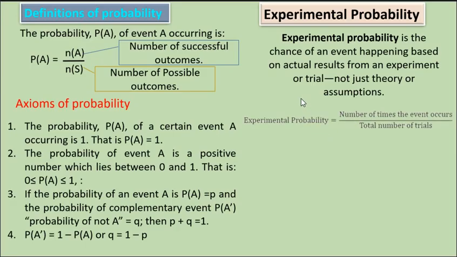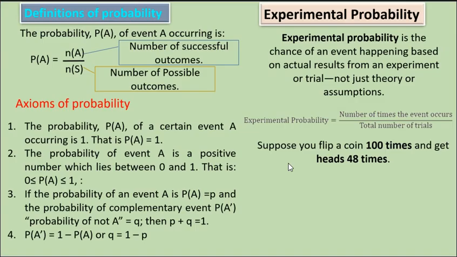Experimental probability is defined like other probability: the number of times that the event happens, the number of successful outcomes, over the total number of trials, the total number of times the experiment was carried out, or you can say the number of possible outcomes.